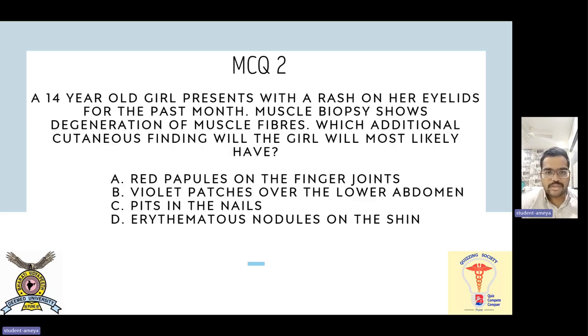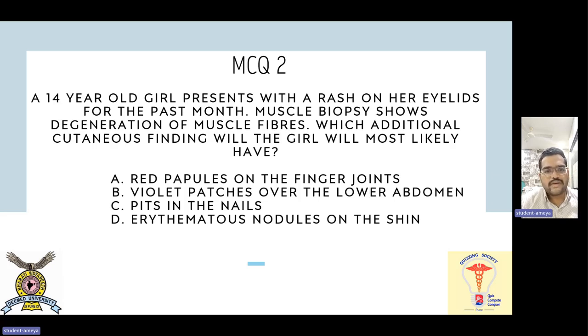Next question, question number 2. Which additional cutaneous finding will the girl most likely have? A, red papules on the finger joint. What is this called? Gottron papules. B, violet patches over the lower abdomen, not a Cushingoid feature. C, pits in the nails, called as, yes, dorsal or ventral pterygium. D, erythematous nodules on shins, so it can be purpura or anything like that.